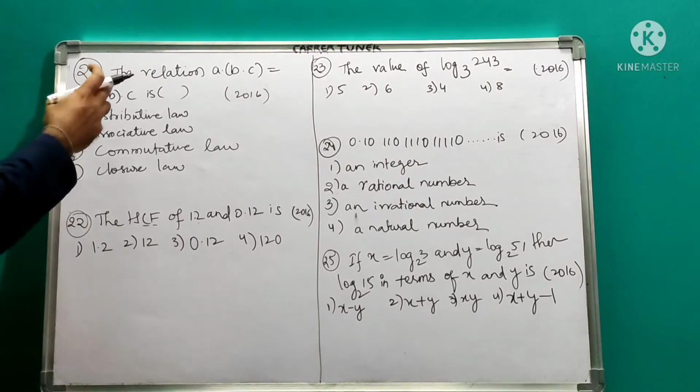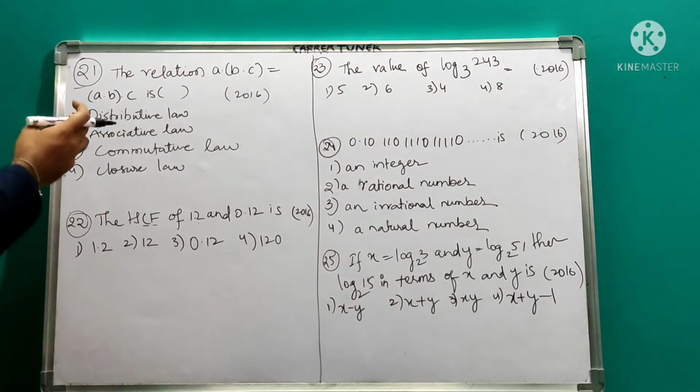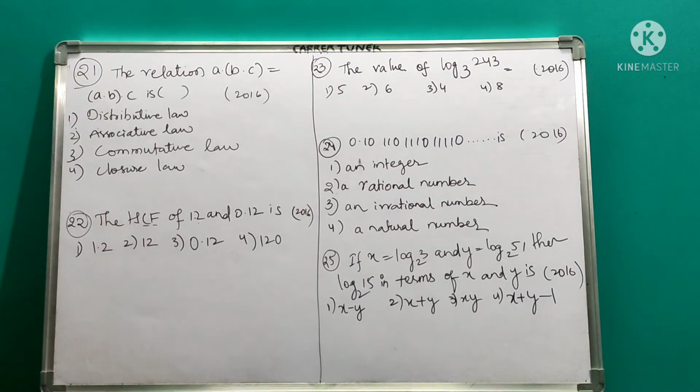Yeah, 21st question. The relation a of b into c is equal to a into b of c is dash. So it is nothing but the associative property.